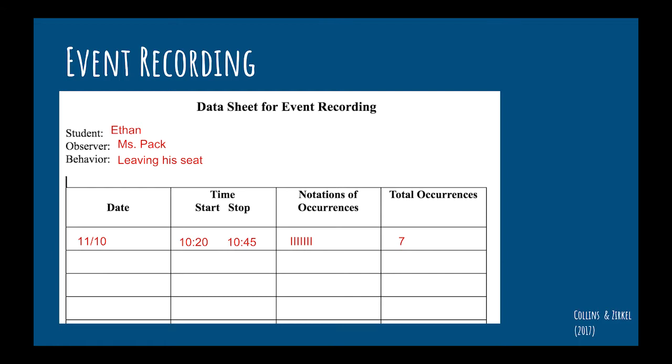Examples of behaviors that you can measure by counting include leaving one's seat, raising one's hand, yelling out an answer, asking to go to the bathroom, or being late to class.